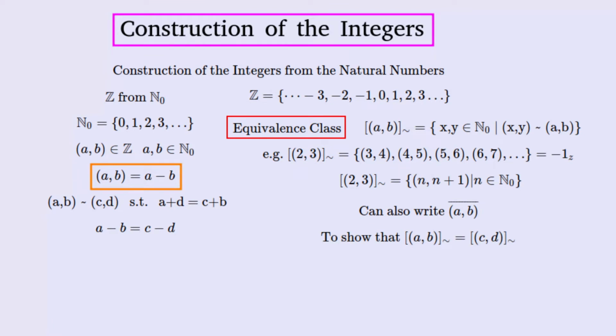Now, to show that these two equivalence classes, which represent each integer, are equal, we only need to show that their representatives are equal. And we only need to show that their representatives are equivalent according to the equivalence relation that we've just defined, because then they'll both be in the same equivalence class.